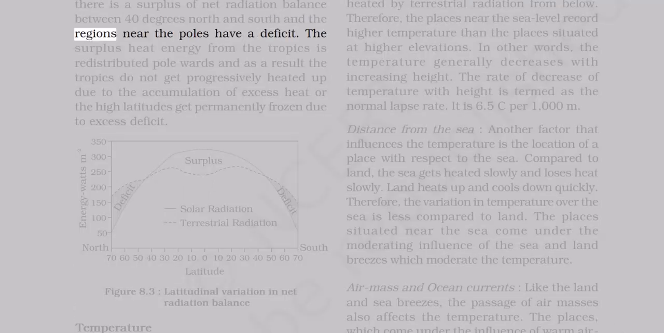The figure shows that there is a surplus of net radiation balance between 40 degrees north and south, and the regions near the poles have a deficit. The surplus heat energy from the tropics is redistributed polewards, and as a result the tropics do not get progressively heated up due to the accumulation of excess heat, nor do the high latitudes get permanently frozen due to excess deficit. Figure 8.3, Latitudinal variation in net radiation balance.